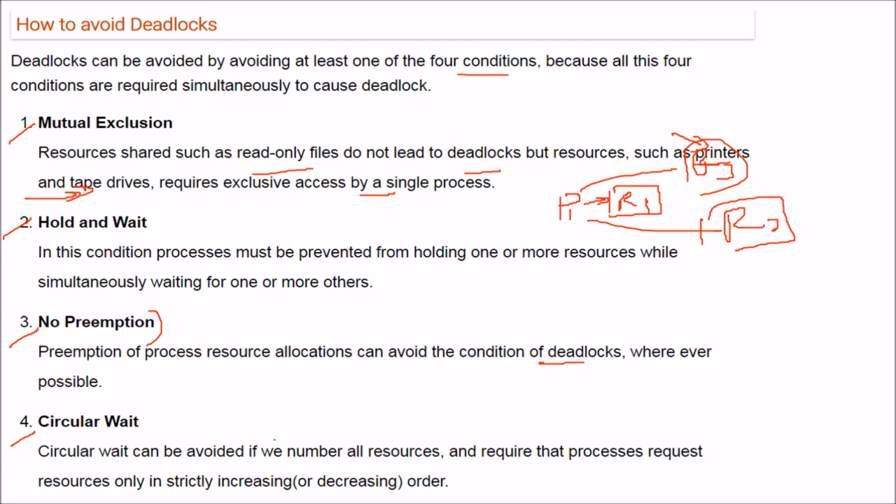Circular wait. Let me first tell you what circular wait is. This process is waiting for this one to complete, this is waiting for this one to complete, and like this, and they are all holding resources, but the resources which they want from others are also locked. This circular wait can be avoided if the resources and the requests of the processes are made only in strictly increasing or decreasing order.